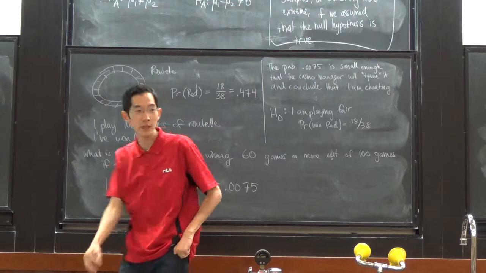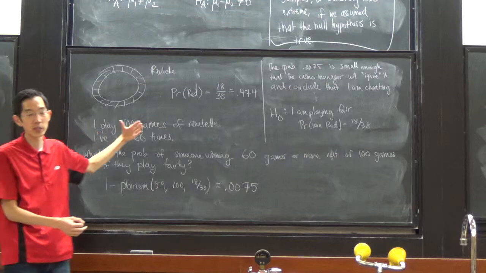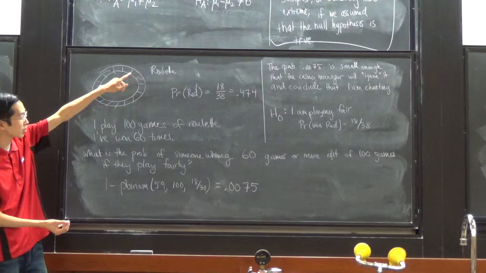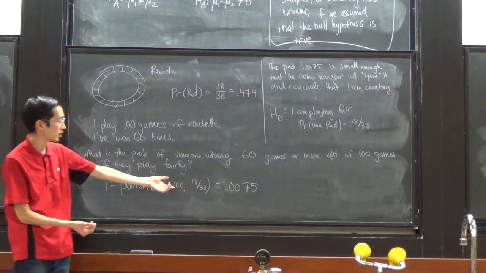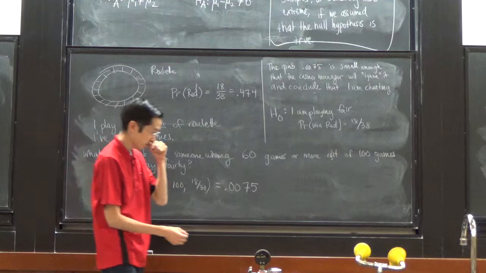That more extreme comes with the 60 games or more. Okay, so we're not asking what's the probability of winning exactly 60 games out of 100. We're saying if 60 games out of 100 is raising a flag, then 61 or anything higher would also raise a red flag. So the probability of winning 60 games or more, that's the probability of observing your sample or something more extreme if we assume the null hypothesis was true, if we assume the probability of winning was 18 out of 38. Okay, so we got p-values, and that is what we use here.